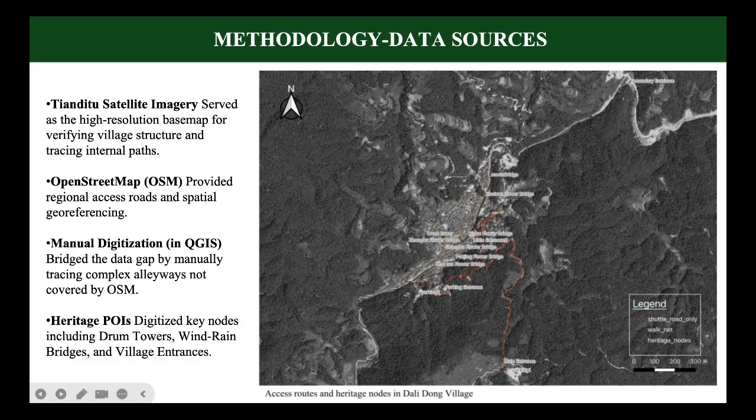This slide summarizes the data sources used to build the pedestrian network and heritage nodes layer. First, Tiandi-tu imagery served as the high-resolution base map. It allowed us to verify the village structure and view internal paths that are not captured in the standard dataset. Second, OpenStreetMap provides the boundary, access roads and basic spatial referencing for the surrounding area.